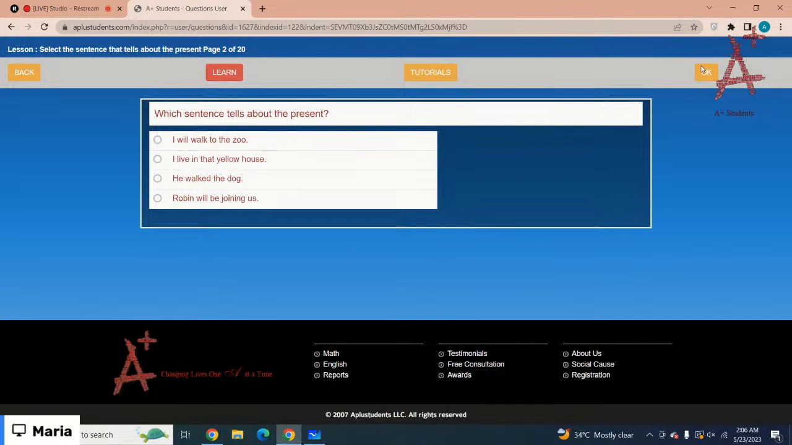I will. In the first instance, you have will. Will means that it is in the future tense. So that's the second option. I live in that yellow house. So live is the verb. It doesn't have an s. So that means that it is in the present tense. The second option is the correct one.